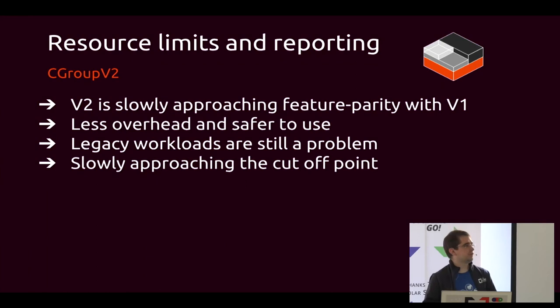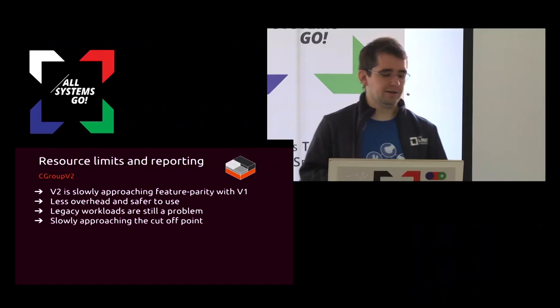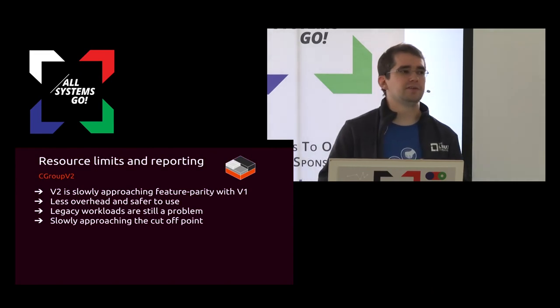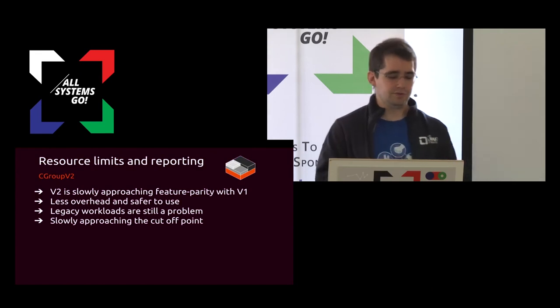Now, cgroup v2 is obviously something we're looking at. We're currently missing a few things in there before we can switch. One of those things is the freezer cgroup, or an equivalent of it. We do need to occasionally freeze all the tasks in the container in a reliable way. So that's something we still need to resolve.